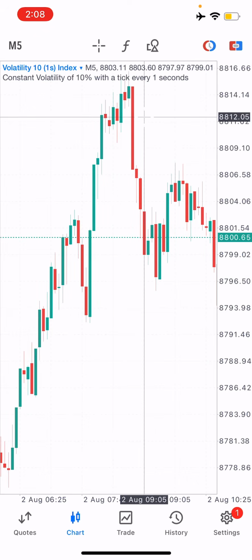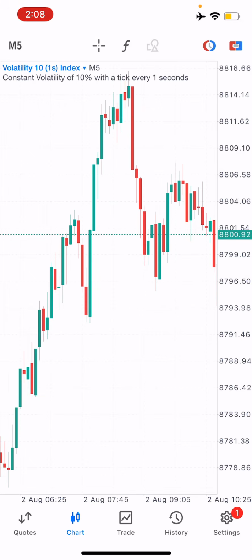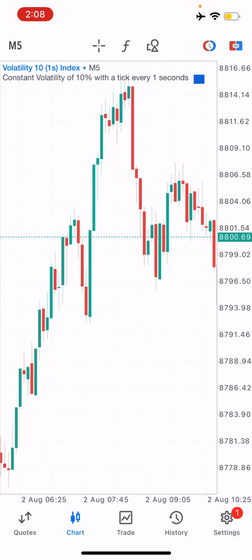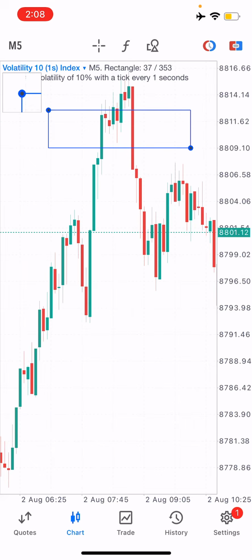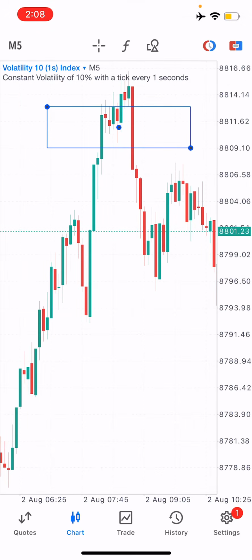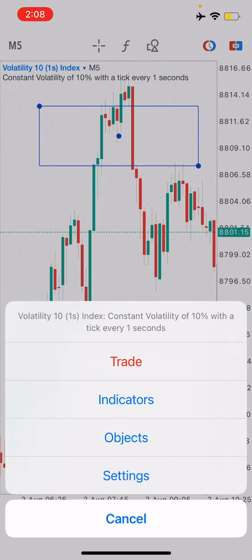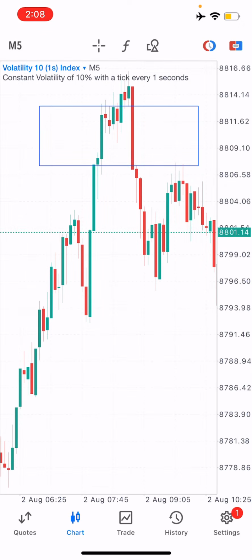So how do you mark out your fair value gap? You bring out your horizontal line, or you bring out your box. Let me bring out my box. So this is my box, right? So what you need to do is you mark out the space in between the lowest part of the first candle and the highest part of the third candle. So this space in between the first and the third candle is your fair value gap.